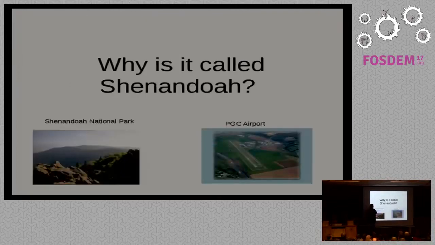So I'm going to cut this one at the bud. Everybody asks me, why is this called Shenandoah? It's because the airport, PGC Airport, which is cool, that's the airport designation, is right outside of Shenandoah National Park. That's all. There's no big secret. It was just a cool little in-joke, and now you guys are all in on it.